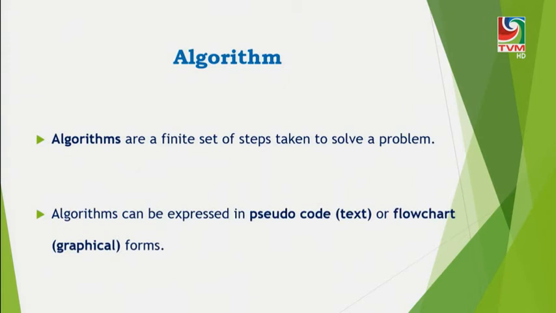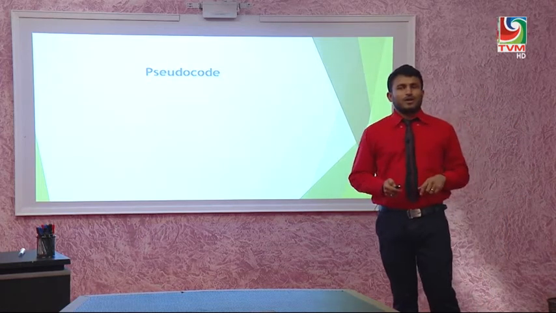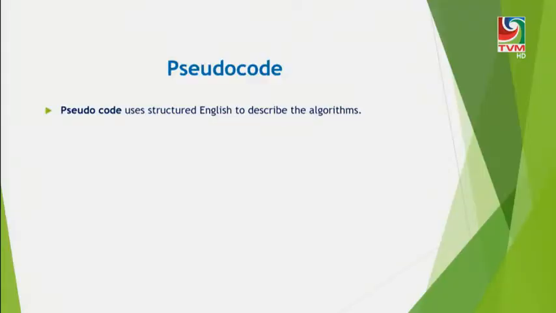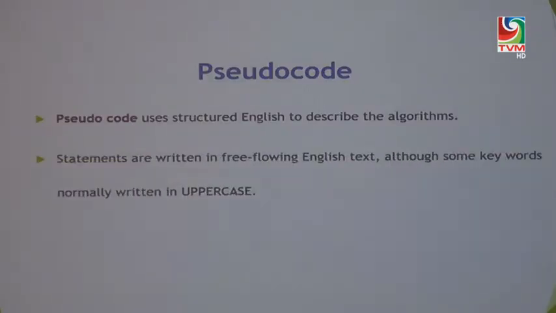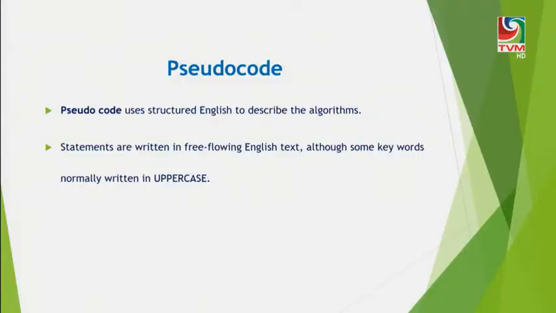And this algorithm can be represented in two ways. One is pseudocode, which is also called text, and the second one is a flowchart, which is represented in graphical form. Now, what is a pseudocode? You will also be familiar with this word pseudocode. Pseudocode uses structured English to describe the algorithm. Every algorithm can be described using pseudocode. And one more definition about pseudocode: statements are written in free-flowing English, although some keywords are normally written in uppercase. In pseudocode, some of the keywords you can write in uppercase.